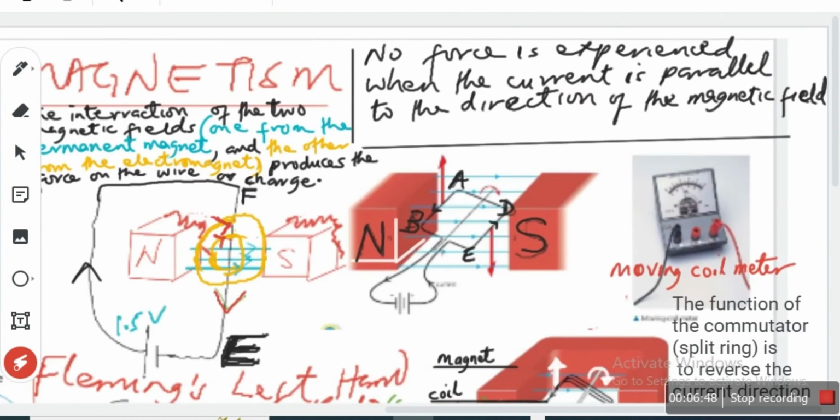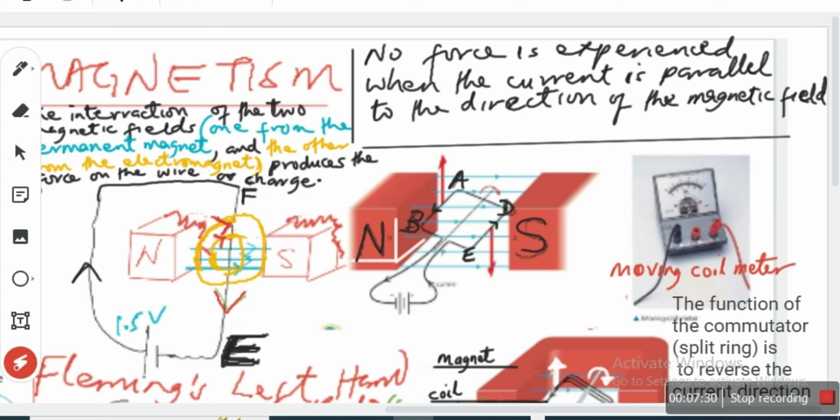Just to summarize what we have said, anytime current flows through a conductor, like this current is flowing through a conductor, and this conductor finds itself inside a magnetic field, because this magnetic field is already provided by the permanent magnet having north and south, isn't it? There will be a force or a push on that conductor, or a push on that moving charge, which is current, and the direction of that push is predicted using Fleming's left-hand rule.